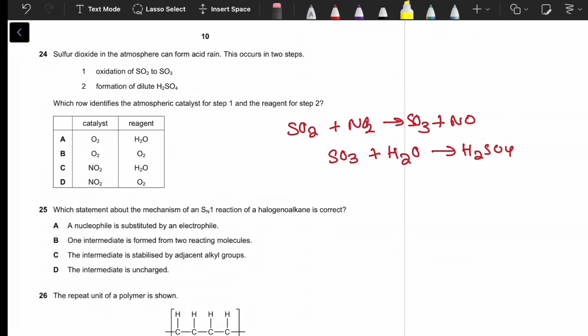Question number 24 states that sulfur dioxide in the atmosphere can form acid rain, and this occurs in 2 steps. First of all, sulfur dioxide is oxidized to form sulfur trioxide, which then forms dilute sulfuric acid. It wants us to identify the catalyst for the oxidation and the reagent for step 2.